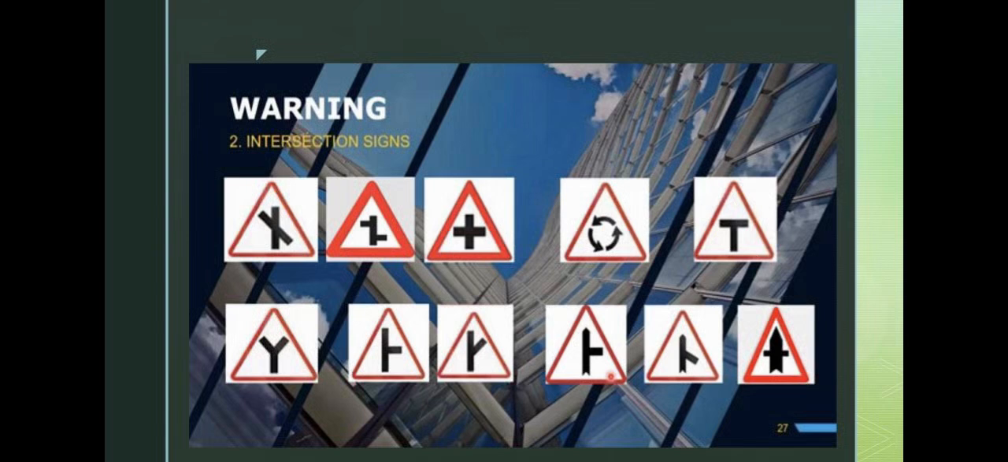So next is the intersection sign. These are signs in the intersection or junction series and are used where the sight distance on the approach to an intersection or junction is less than the safe stopping distance, where the drivers may have difficulty in appreciating the presence or configuration of an intersection ahead.